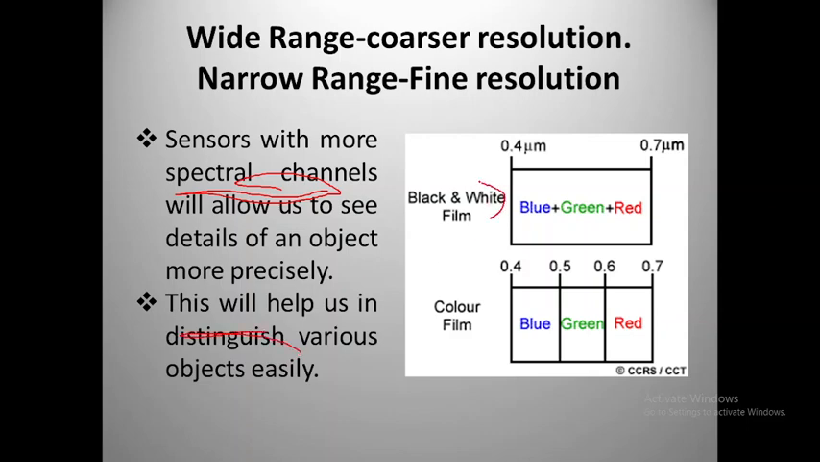As you can see, this is black and white film. Black and white film spectral resolution is fairly coarse because the electromagnetic spectrum is not individually distinguished and the entire visible spectrum is recorded. While the colored film has a fine, good spectral resolution because it is individually sensitive to reflected energy over the visible portion of the spectrum.